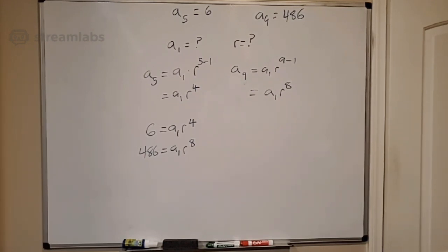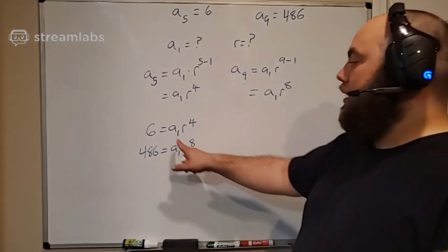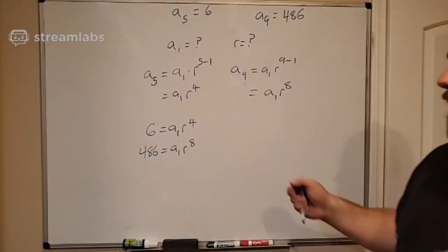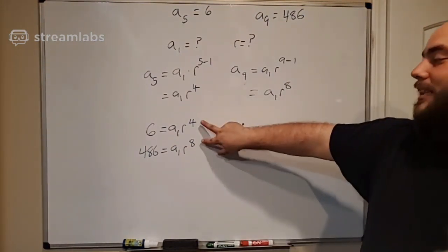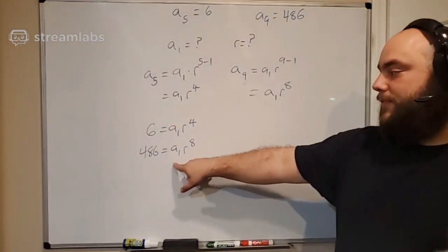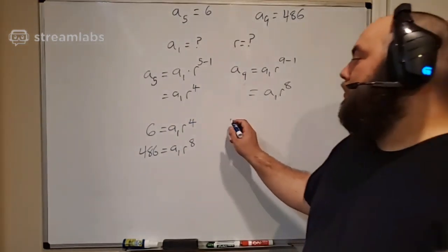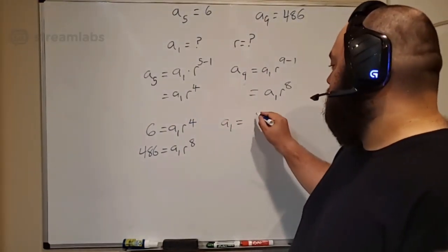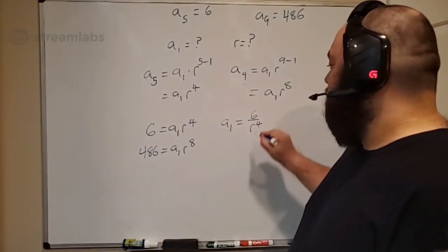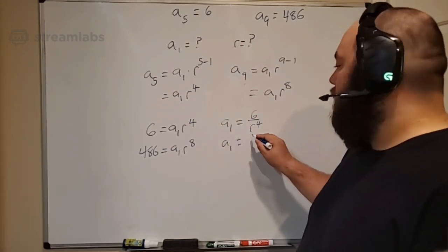And yes, a couple of you figured out, I would definitely suggest substitution here, and then go from there. So you can choose whichever variable you want. You can either solve for a sub 1 or r. It's your choice. I'm going to give you a hint. With exponents like this, it's typically easier to solve for a sub 1 first. So what I mean by that is a sub 1 is equal to 6 over r to the 4th, and it's equal to 486 over r to the 8th.